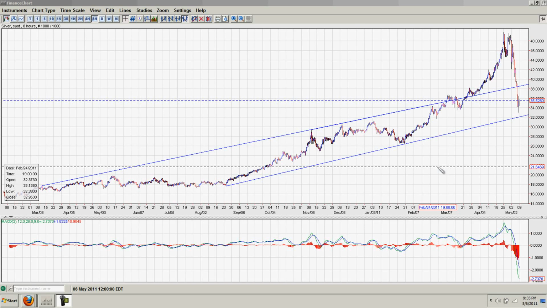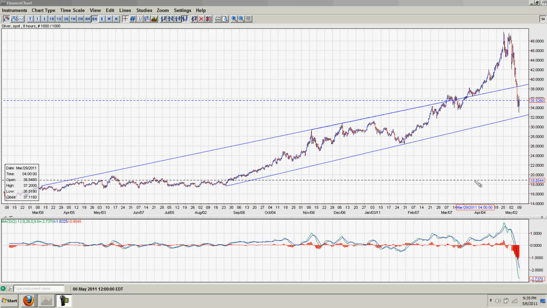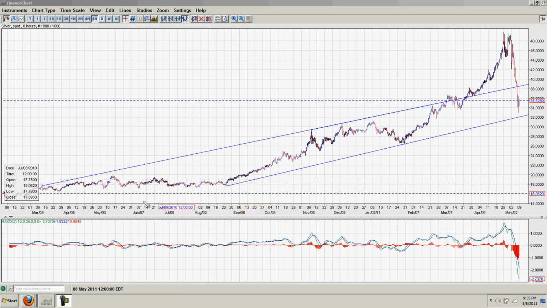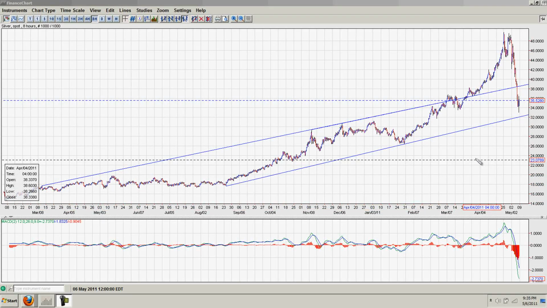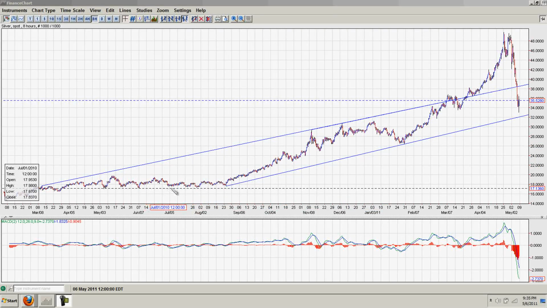What you are looking at here is the 8-hour chart I've drawn, and I've drawn in a couple of parallel trend lines. Go all the way back to about, say, a year, a little more than a year, maybe a year and 3 months.